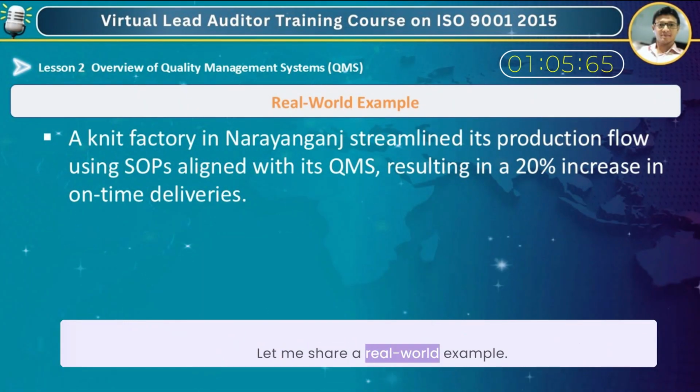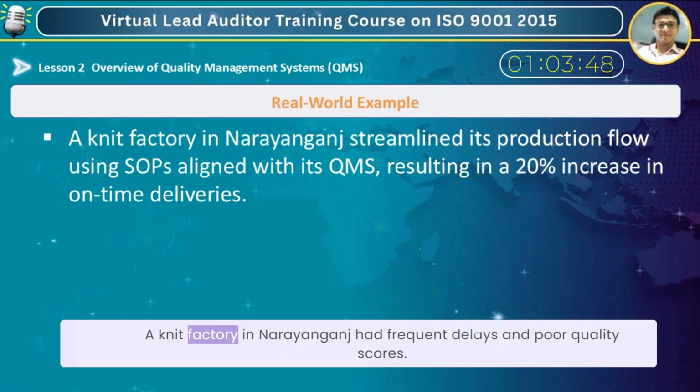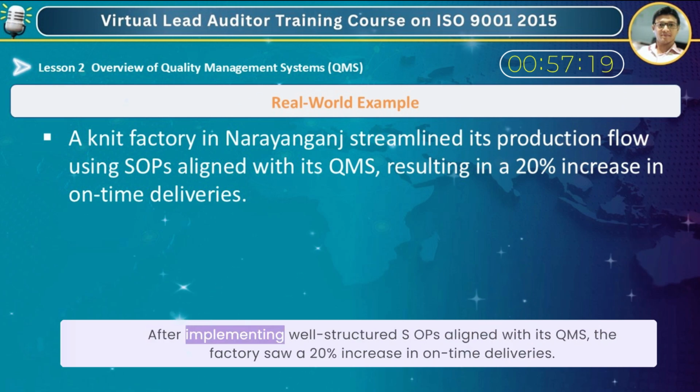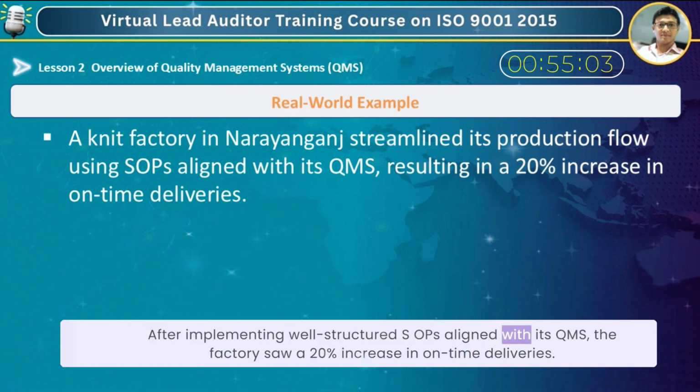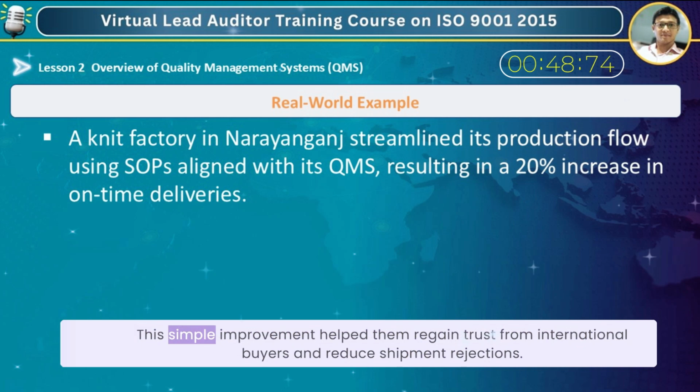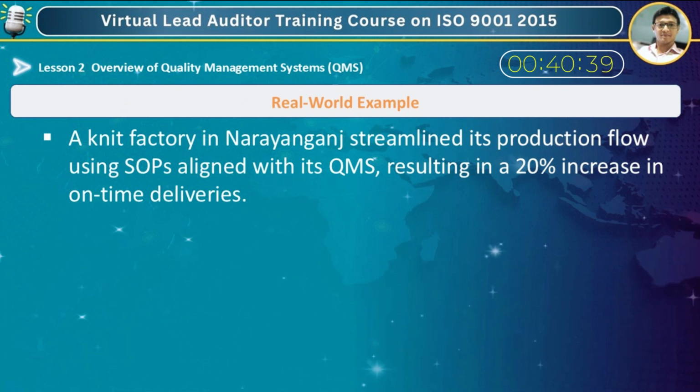Let me share a real-world example. A knit factory in Narayanganj had frequent delays and poor quality scores. After implementing well-structured SOPs aligned with its QMS, the factory saw a 20% increase in on-time deliveries. This simple improvement helped them regain trust from international buyers and reduce shipment rejections. It's a clear example of how a well-applied QMS can transform operations.